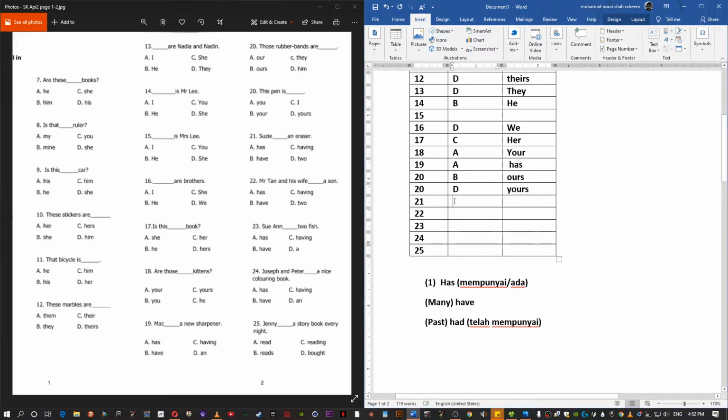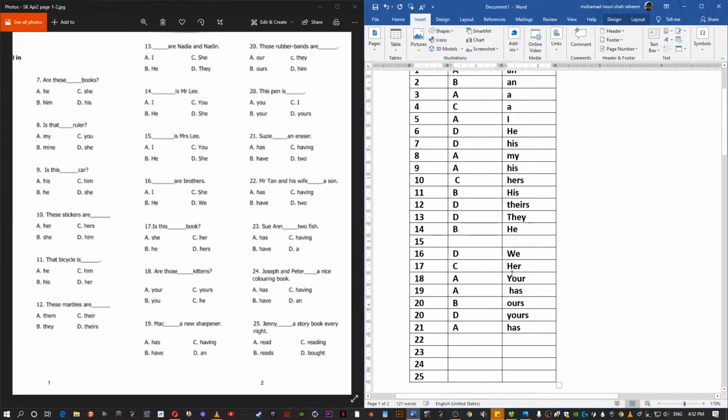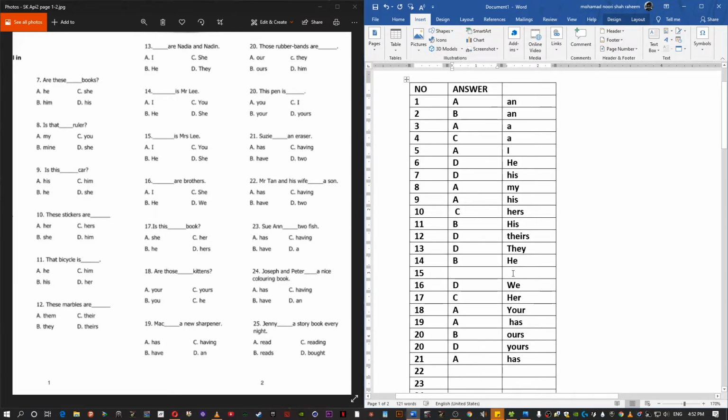Okay, 21. Susie and eraser. Same with this one. So, Susie is one person: has, have, having, two. Has lah. Okay. Has. And move this has to this side. So, 21 is, what the hell is it? A. Alright.